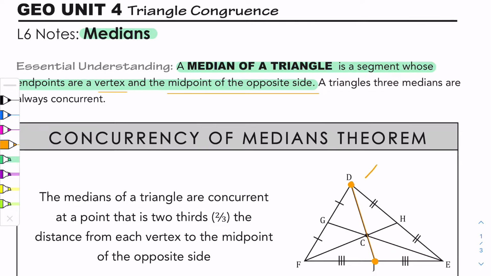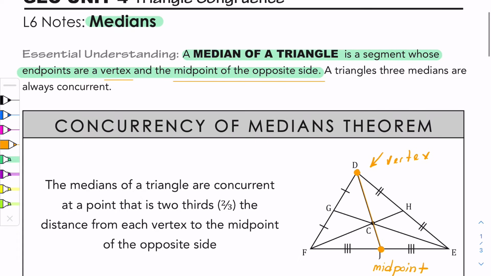So again, vertex and midpoint of opposite side. The medians theorem states that the medians of a triangle are concurrent at a point that is 2/3 the distance from each vertex to the midpoint of the opposite side.